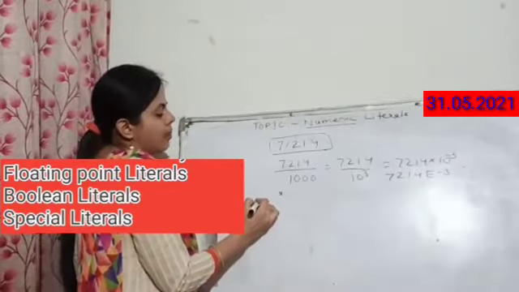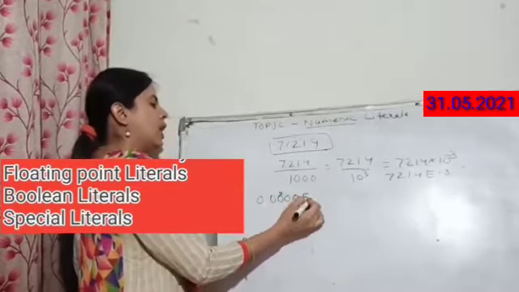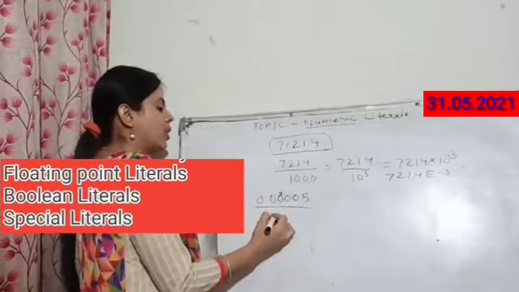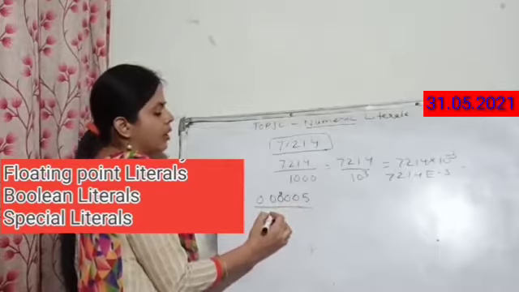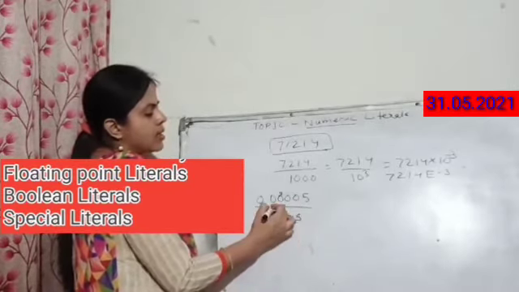Now another example, if it is given here 0.0005. Now how can it be written? How will it be written? 5e-5. It will be written like this.